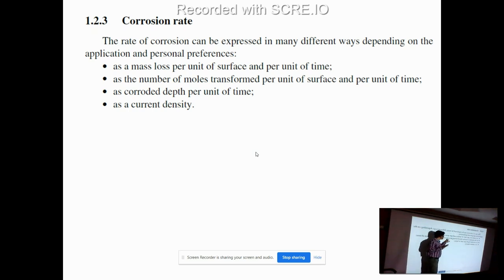Or how many moles are transformed on the unit surface? This much Fe2 plus is transformed per unit surface volume. Or corroded depth per unit time: if this is my metal surface, how much depth has corrosion progressed? Or in terms of current density, which we talked about yesterday. What is current density? Current per surface area is called current density. Why do we represent current per unit surface area? Because corrosion happens only at specific surfaces, so I cannot take the entire surface into account, only the surface where corrosion has happened. So I can find the corrosion rate in terms of current density, mass, moles, whatever.